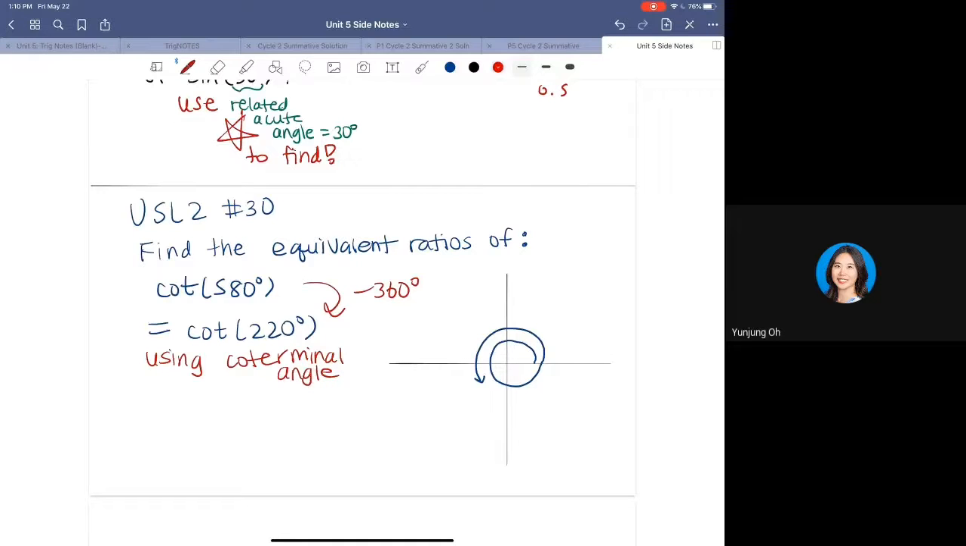One way that we could find an equivalent ratio, and one of the easiest ways, is to give them a coterminal angle, because a coterminal angle just means that it's going to have the exact same terminal arm. So that is one acceptable way of finding your equivalent ratio.